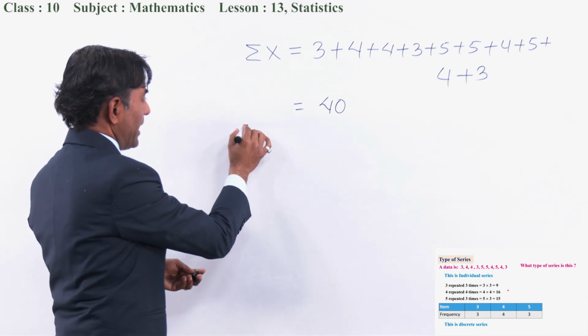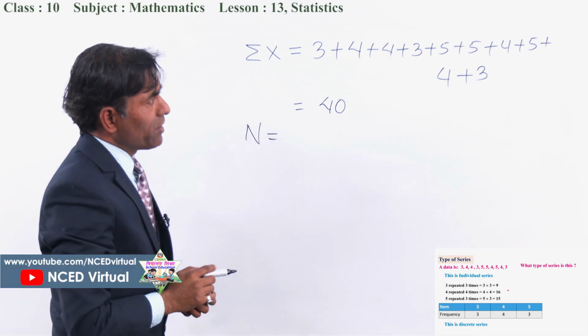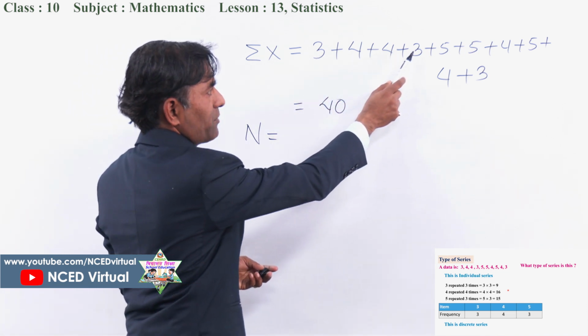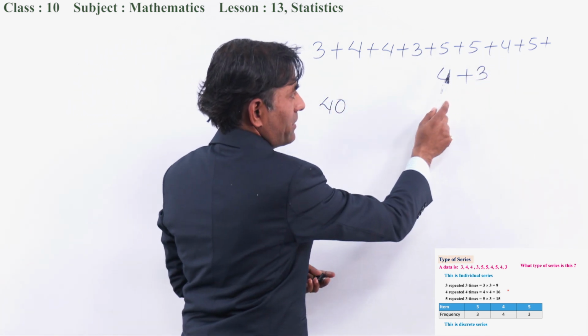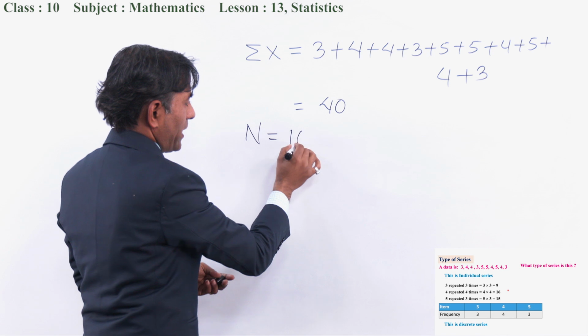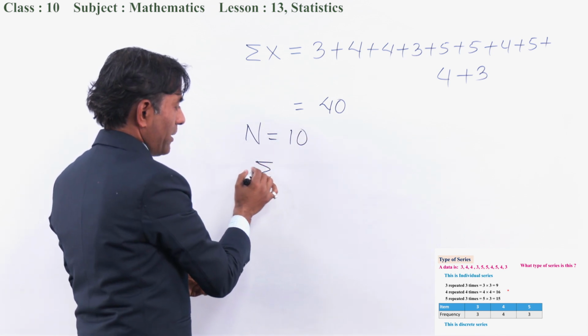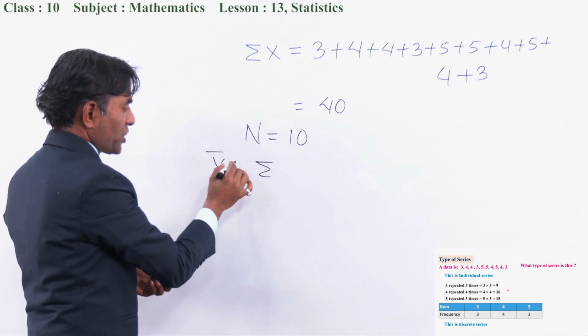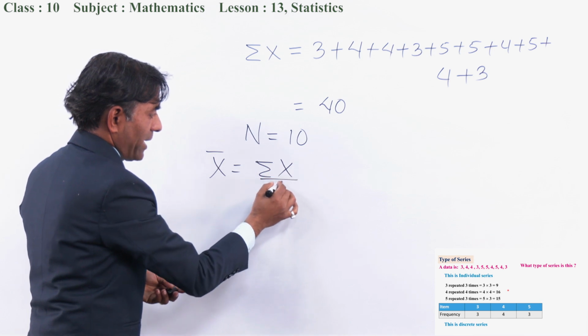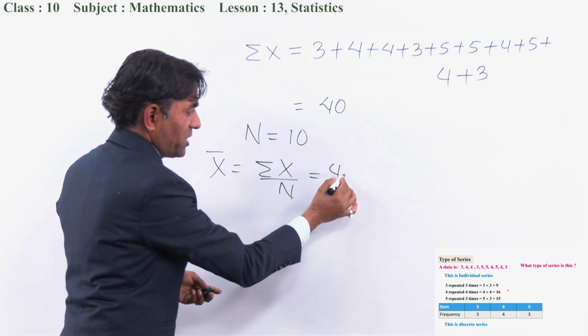And n is equal to the number of items: 1, 2, 3, 4, 5, 6, 7, 8, 9, 10. So n is equal to 10. Then the mean, x bar, is equal to the summation of x divided by n. This is equal to 40 divided by 10.